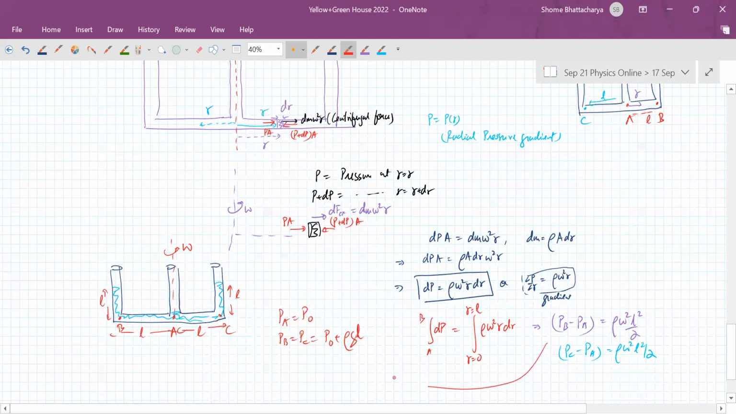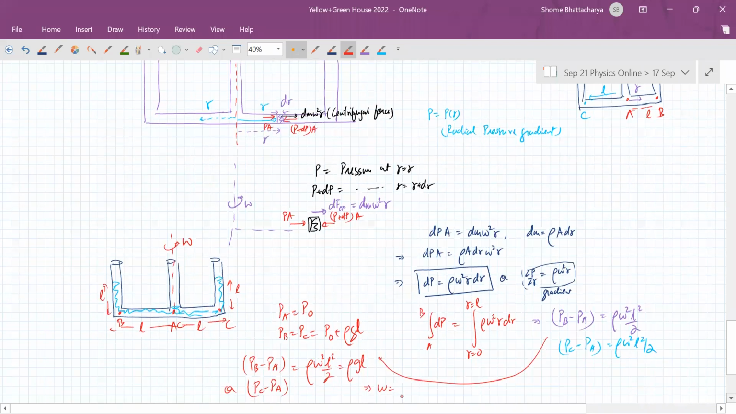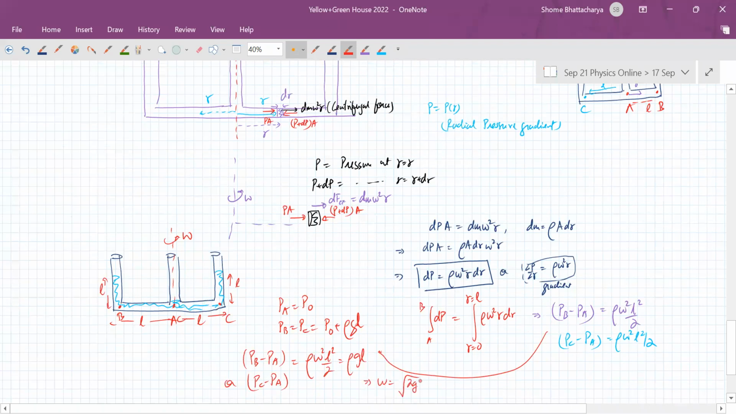we have this condition. So PB minus PA, or PC minus PA, which is rho omega square L square by 2, should be equal to rho g L. So from this, we get omega as square root of 2g by L. That should become the answer.